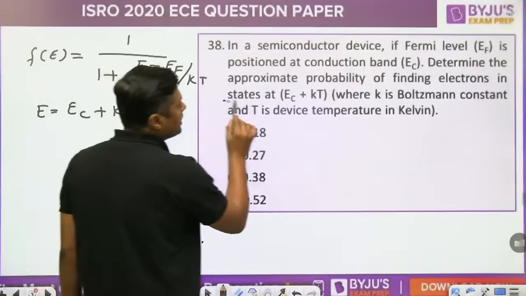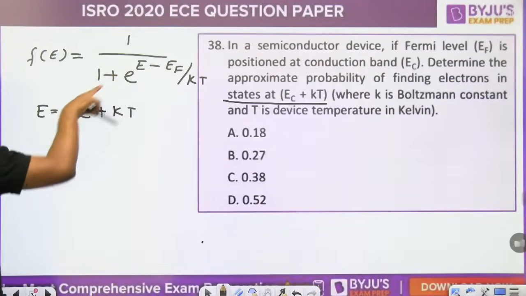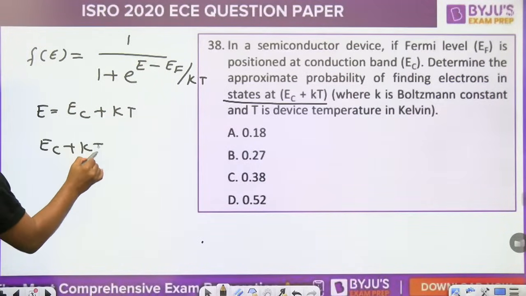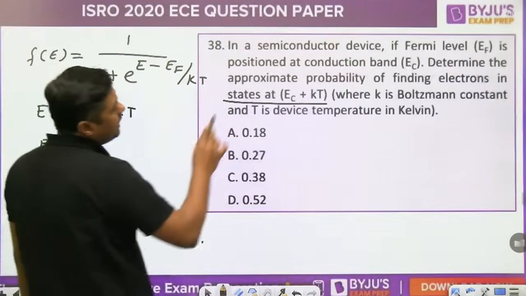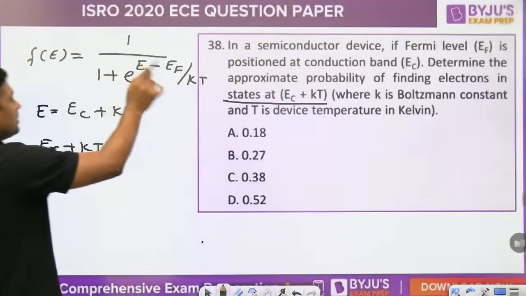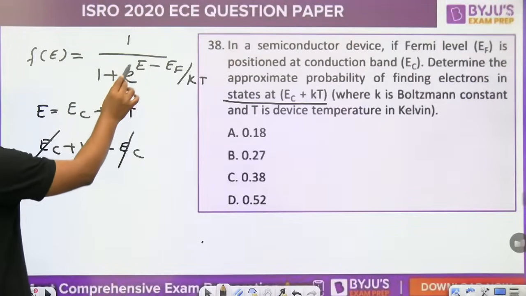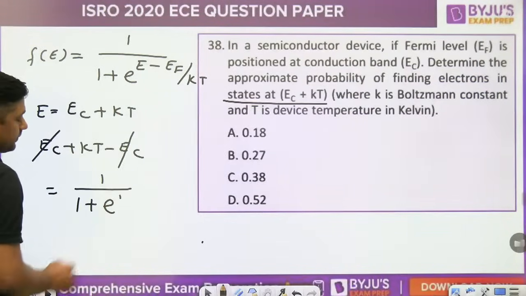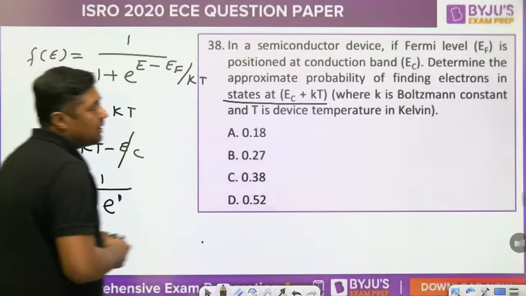Probability of finding an electron in the state EC plus KT. Now when I put E equal to EC plus KT, it becomes EC plus KT. And what is given here? Determine the approximate probability, and the Fermi level is positioned at the conduction band, so EF is equal to EC. EC cancels, KT by KT becomes 1. So the answer is 1 upon 1 plus e raised to power 1. And then you can find it with the help of that value.